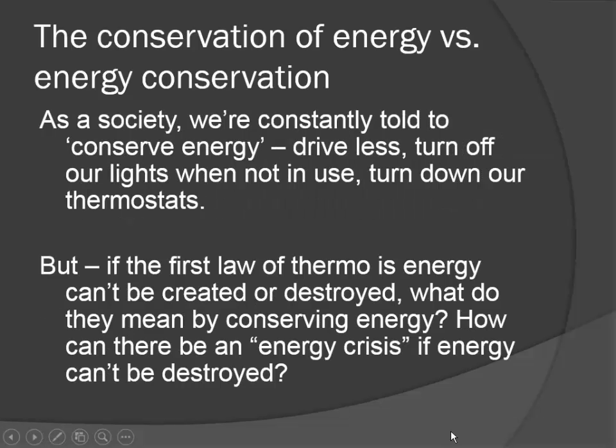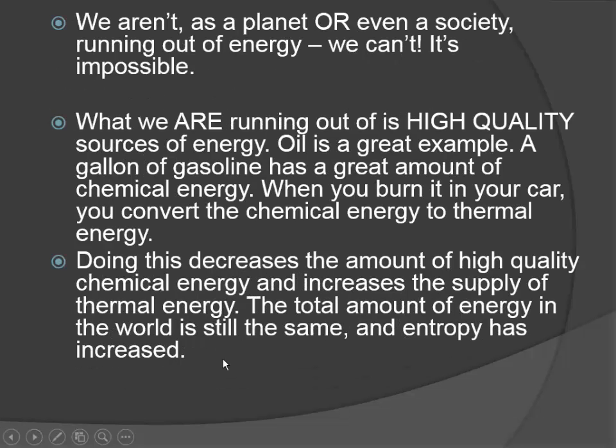The last little thing they talk about in your textbook is this idea of conserving energy. This whole chapter we've been talking about how we use it. And you guys have probably been told to conserve energy, drive less, turn off our lights, turn down our thermostats. But the first law of thermo says energy can't be created or destroyed. So how do we conserve it exactly? How can there be an energy crisis if energy can't be destroyed? It's important to know that we can't really run out of energy, but what we're running out of is energy that we can use, kind of like what I talked about before.